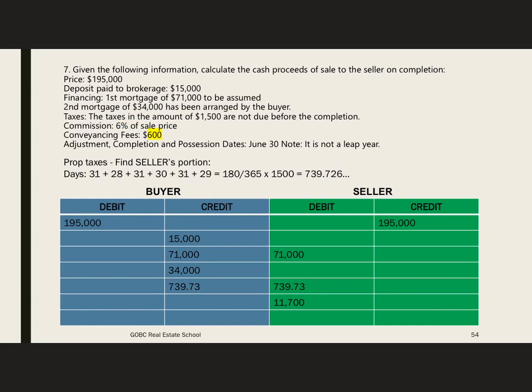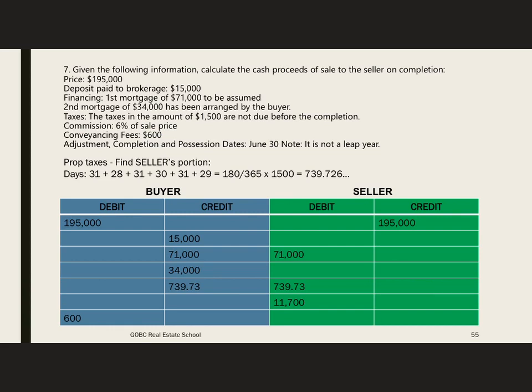It doesn't say who's paying, so we assume the seller, so we take 6% of $195,000 and we debit that to the seller. Okay, the next thing is the conveyancing fee. So conveyance is for transferring title from seller to buyer. So the buyer pays that. So we would debit the buyer and it doesn't appear on the seller's statement. And you also see that we put the commission here in the debit column for the seller.